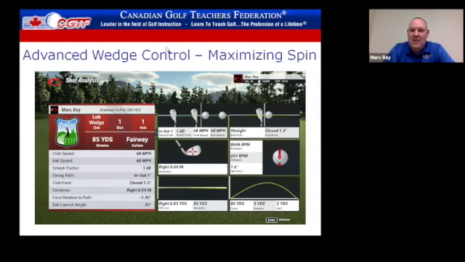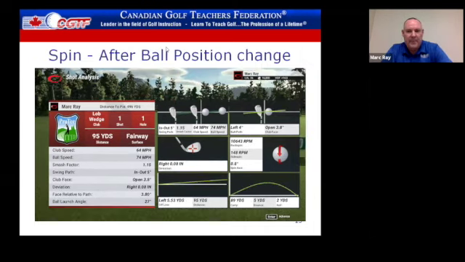So what I would teach my students that are 10 handicap and up, I'd have the ball in the middle of my stance. The next slide is what I would teach 9 handicaps and below. And you see now it went 95 yards. The ball speed jumped up to 74. The club head speed is actually less. And I have 10,000 RPMs.